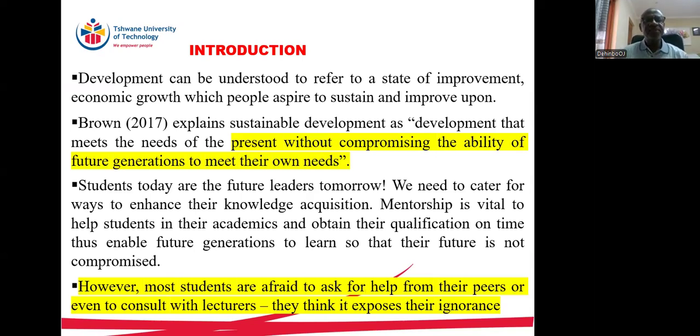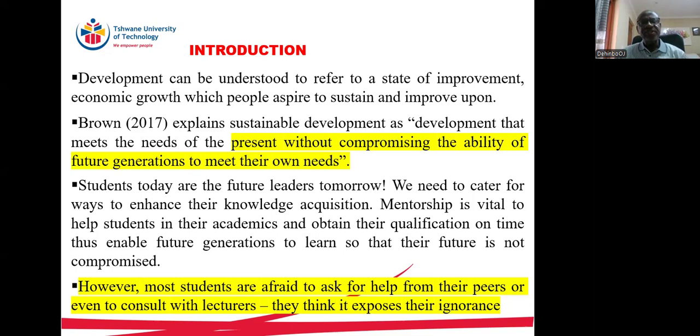As a way of introduction, we look at development itself, which we can liken to a state of economic growth that people aspire to sustain and improve upon. Every organization hopes to develop, even every country hopes to develop and increase in terms of the Global Development Index. And that is why every country has the GDP, gross domestic product, to explain or to define their developmental status.